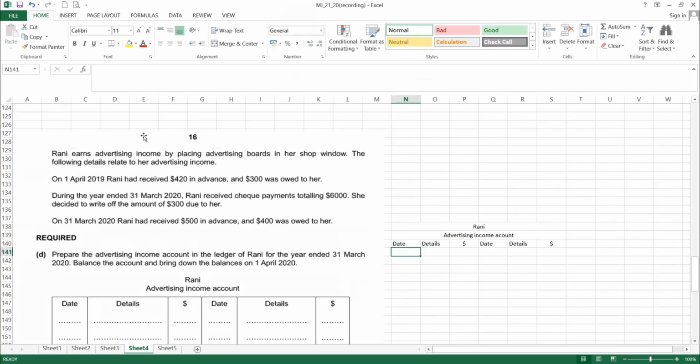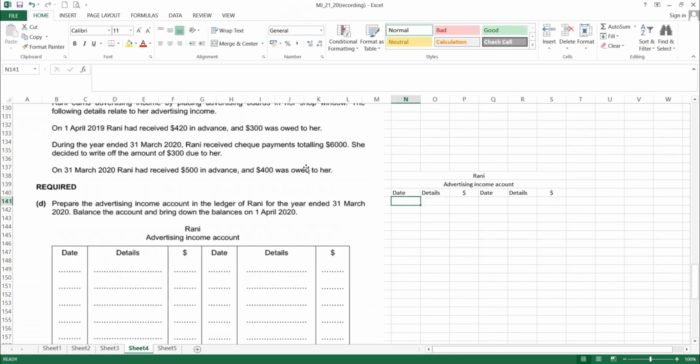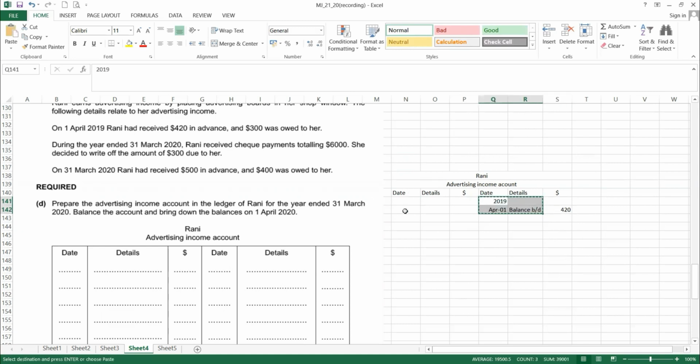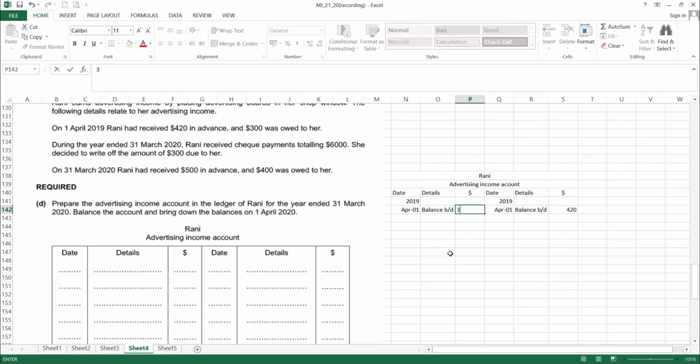This is an income, advertising income, which means it's an income account. When received in advance, it is a liability, so we have to put it into the credit side. Liability is on the credit side. So balance brought down, 420. Whereas the other, which is owed to her, is the asset, 300. So debit side and credit side both have a balance brought down at the beginning of the year.